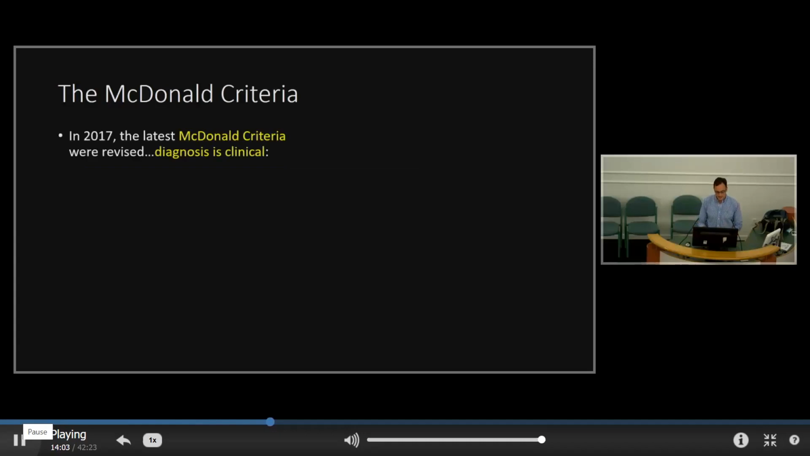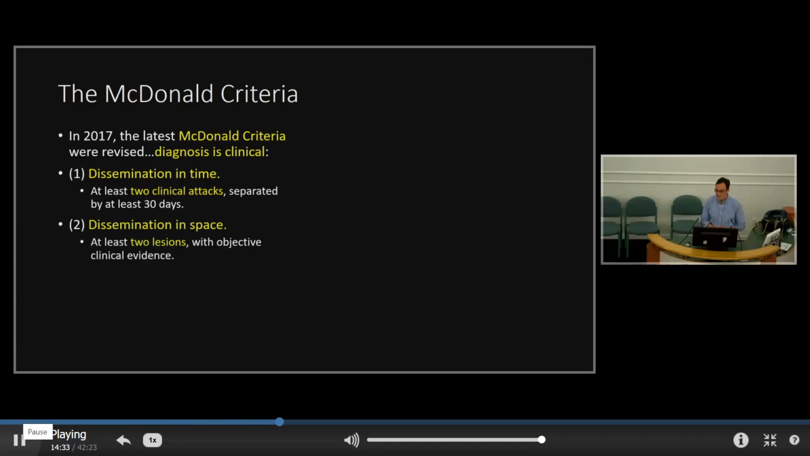How do you diagnose MS? That's the McDonald criteria. So, like I said, in 2017, the latest McDonald criteria were revised. The key thing to take away from this is that the diagnosis is primarily clinical. So you've got to have 2 things: dissemination and time. You need at least 2 clinical attacks to make this diagnosis, usually, and they have to be separated by at least 30 days. Okay, and the attacks have to be different. It's like different parts of the body, indicative of 2 different lesions with objective clinical evidence.